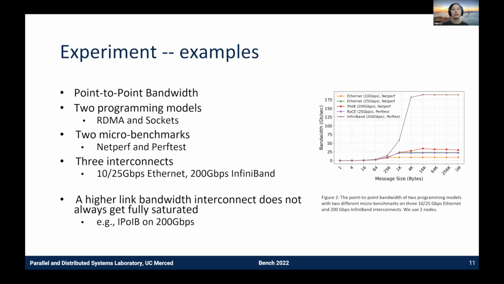The second example is the bandwidth comparison of micro benchmarks. In this experiment, we use the same setting as the previous example. In the figure, RoCE, the purple line, saturates the interconnect bandwidth after the message size reaches 1 MTU. However, IPoIB, the red line, cannot saturate the 200 gigabit per second bandwidth because of the TCP protocol stack overhead. Therefore, an interconnect with higher link bandwidth does not always promise bandwidth saturation.